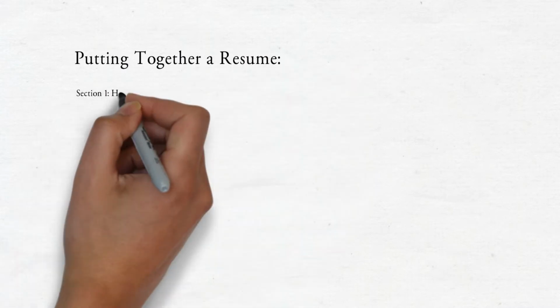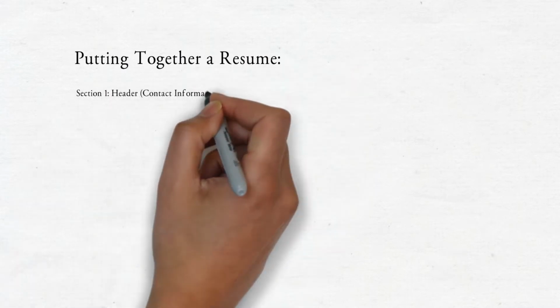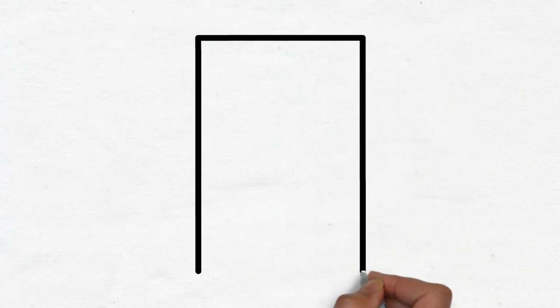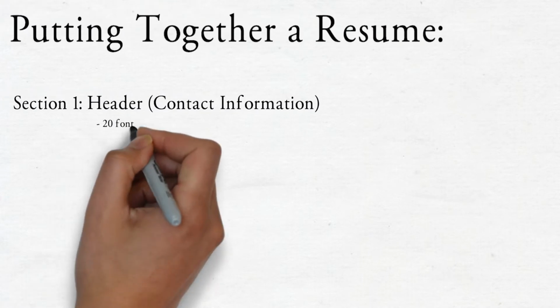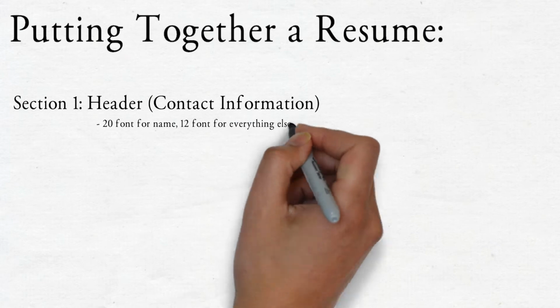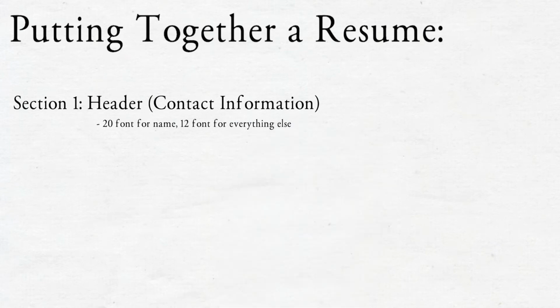We are first going to start off with the header, which will include all of your contact information. First, start with your full name on the left side of the page. Your name can be in bold font or a larger letter size. Usually around 20 font is good. Then after you put your name in, go back to 12 font for the rest of the resume. Go to the end of the line and put the word phone with a colon. Then put in your phone number.